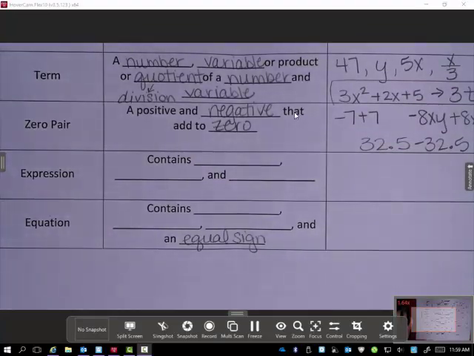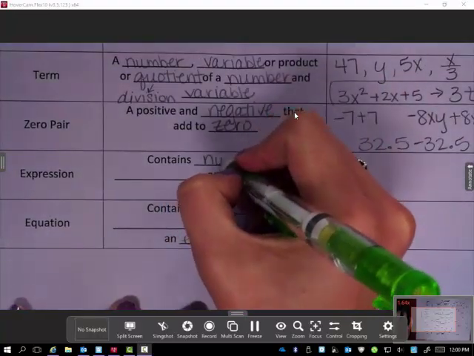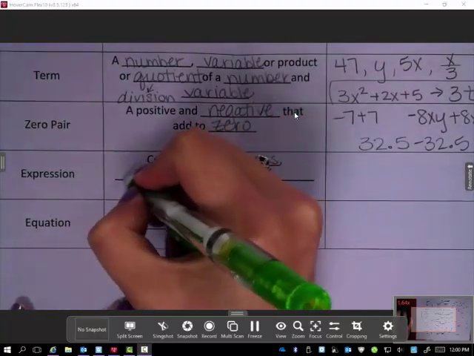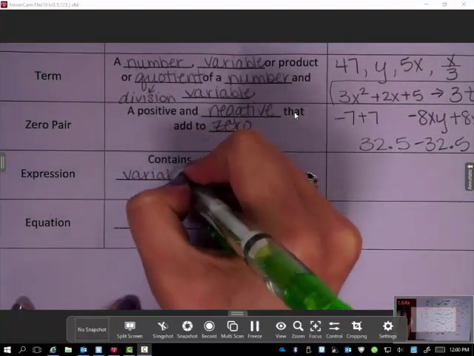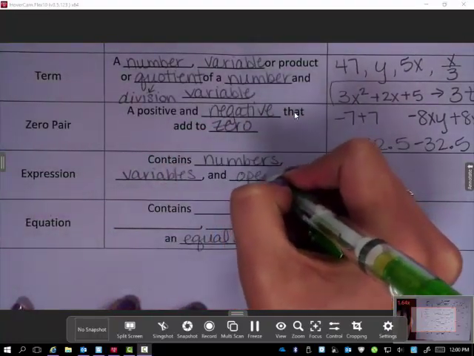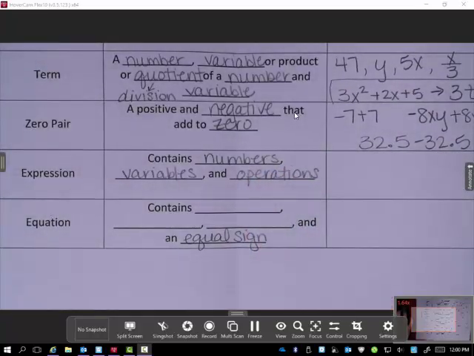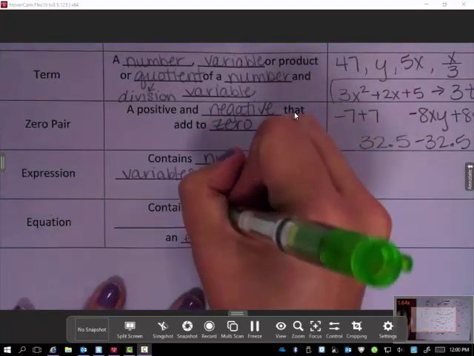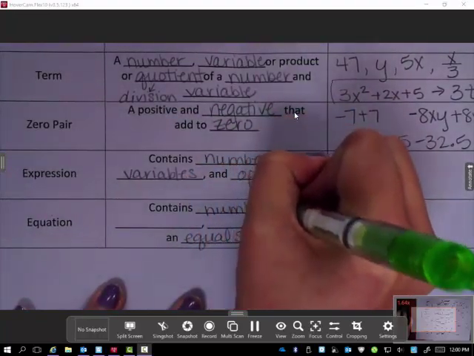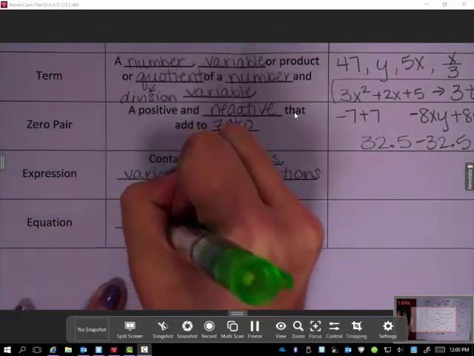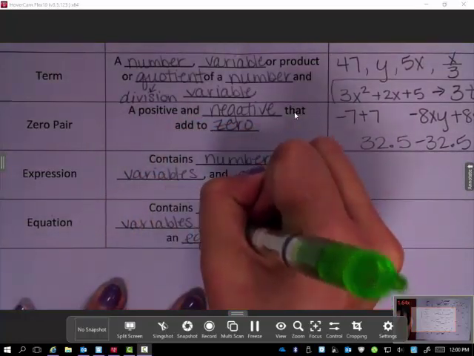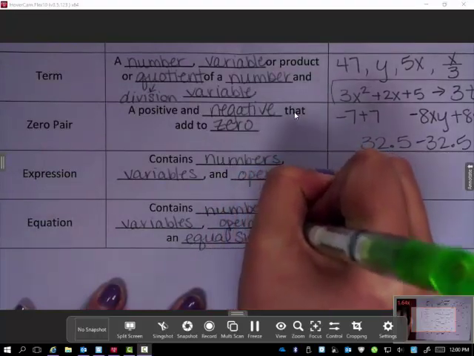All right, so an expression contains numbers, variables, and operations. Okay, when we say operations, that means like addition and subtraction, or multiplication and division. Equations are the exact same thing, but it also has that equal sign. So these blanks are going to be the same. They contain numbers, variables, operations, and an equal sign.